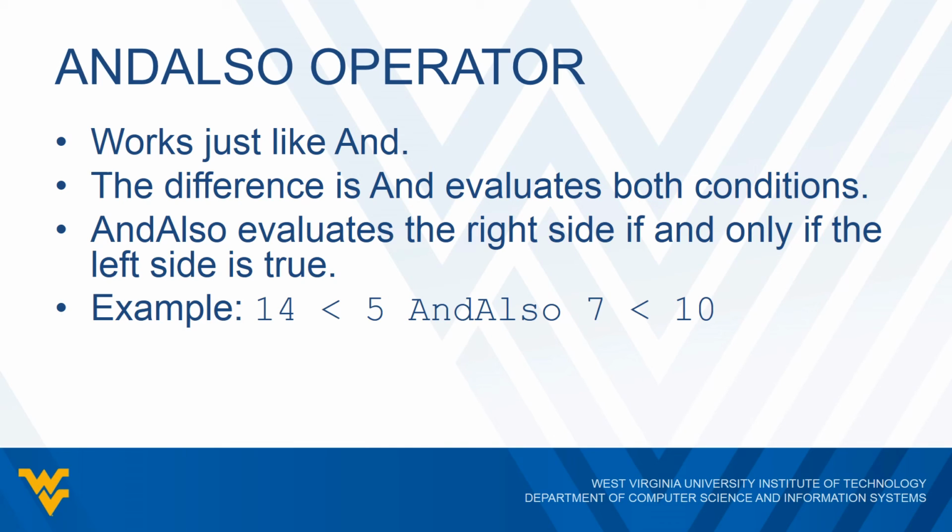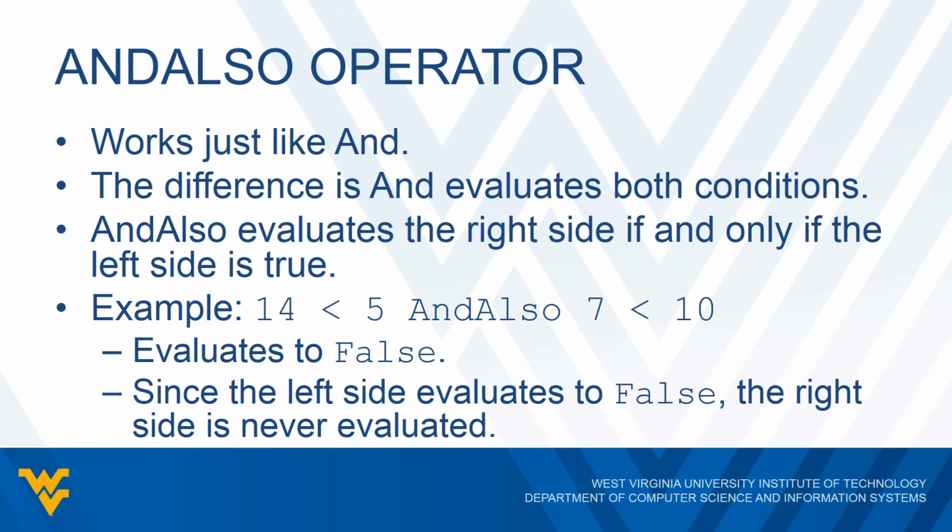So let's do an example here. Let's say we have 14 less than 5 and also 7 less than 10. Well, we see here clearly this is going to evaluate to false because 14 is not less than 5. That is clearly false. But what happens here is we're going to evaluate the left side first. So it's going to see that this is false, which means the right side, the 7 less than 10, never gets evaluated. It just gets skipped because we can already conclude that this whole condition is false.